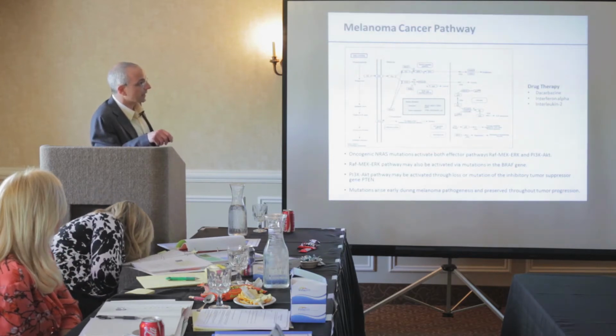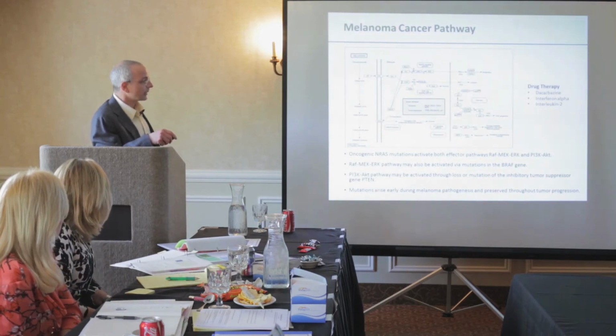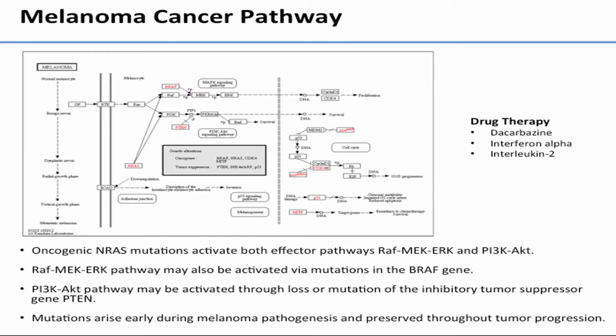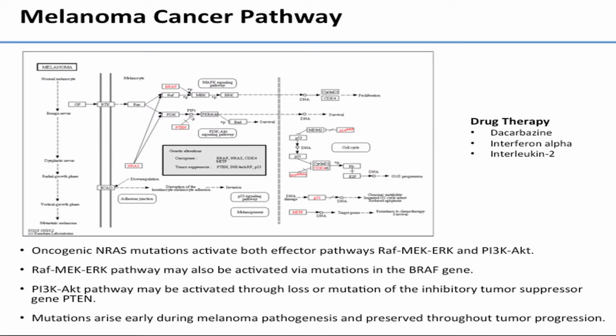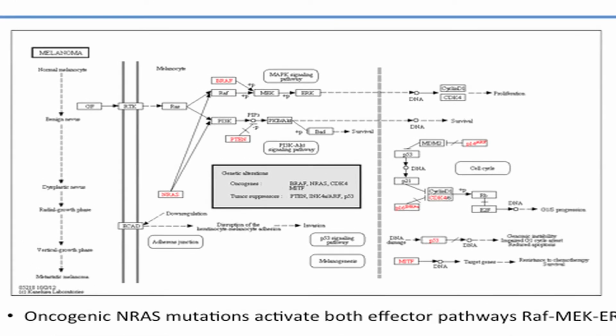Here are some of the drugs that are used against melanoma. Here are some of the pathways that come in. Again, recalling we talked about some of the genes that sit in the cell membrane that take the outside signal and go in. So you can see the NRAS mutations activate both effector pathways, RAF, MEK, ERK, and the PI3K, AKT. These are very common pathways that are used in many of the diseases in your panel here. And I know I've just thrown them out, but you can find where the BRAF plays a role. Here's the RAS-RAF pathway.